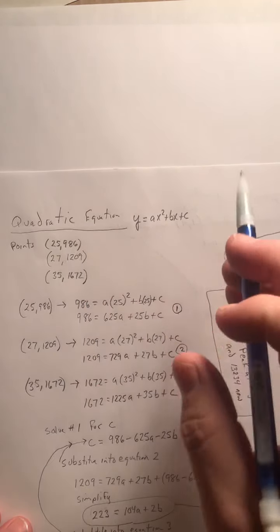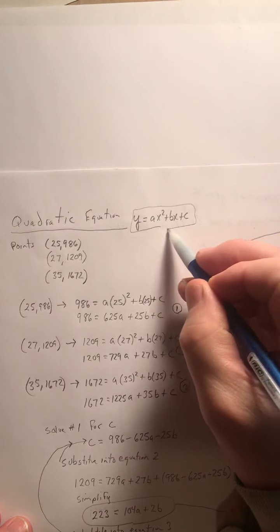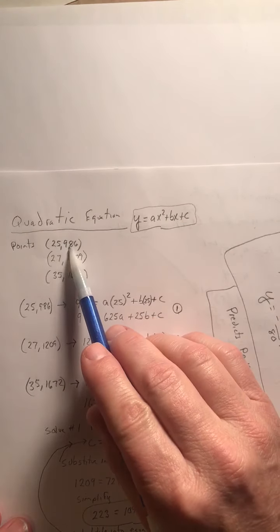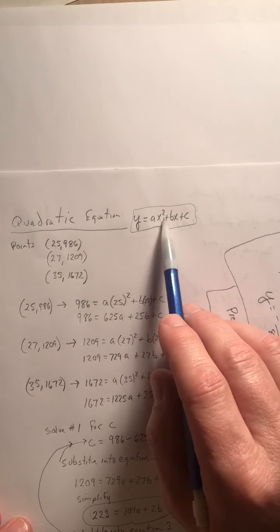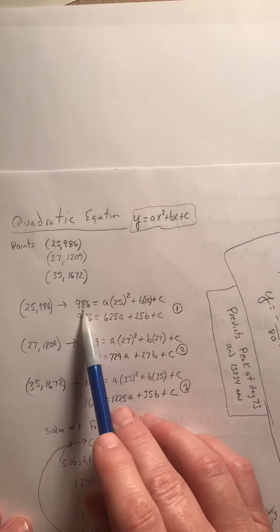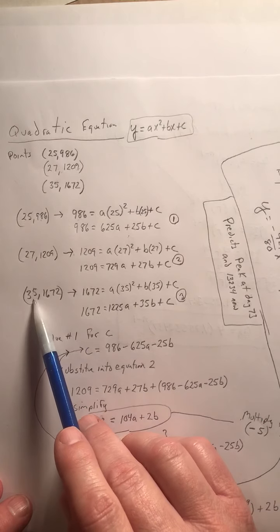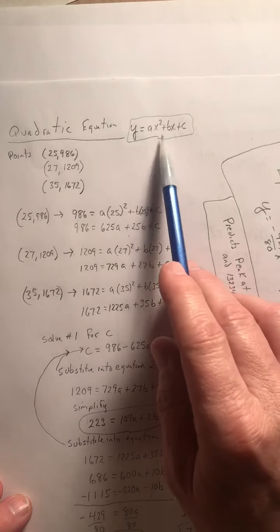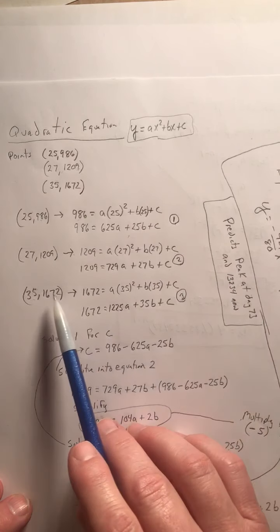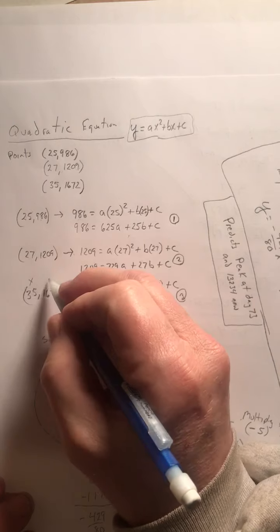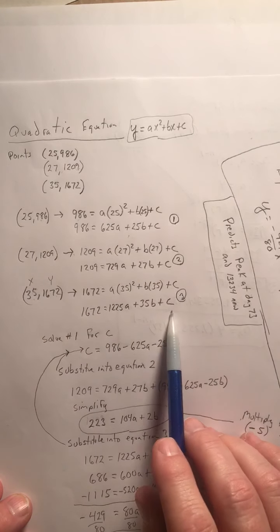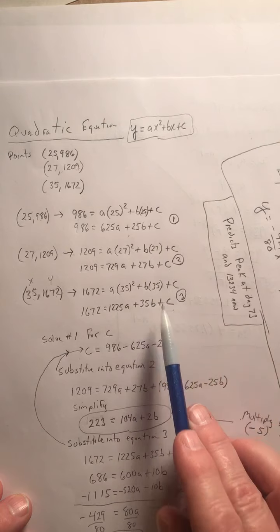Each one of these points I used in this equation. I substituted the 986 for the y and the 25 in for the x, and that's how I got this first equation. I did the same thing with the second one, the 27 and 1209, substituted those in, and that's how I got my second equation. Then I did the same thing with the 35 and the 672. Again, I'm just using that original equation, substituting this in for the x and this in for the y, and then I simplify it. That's how I got my 3 equations.